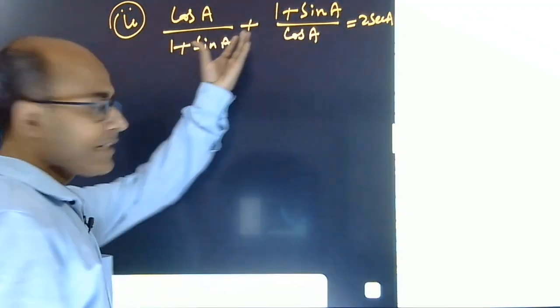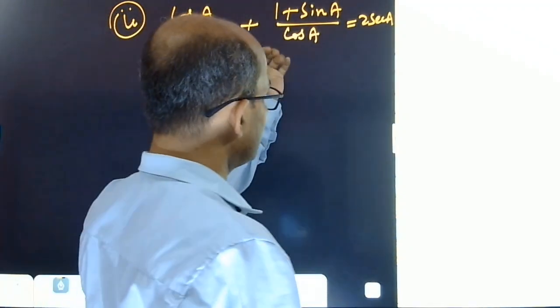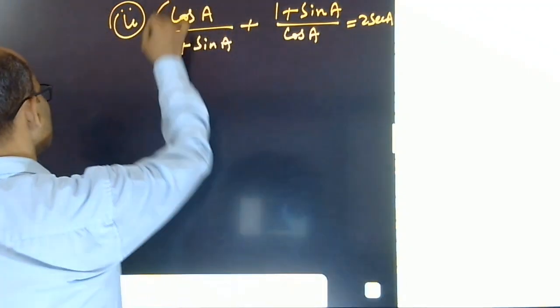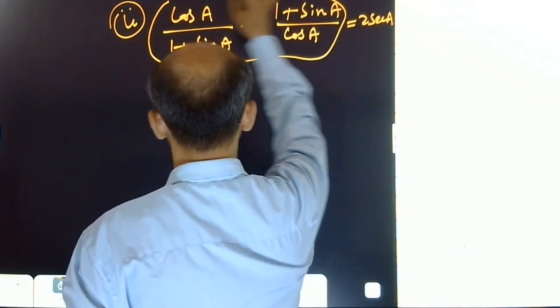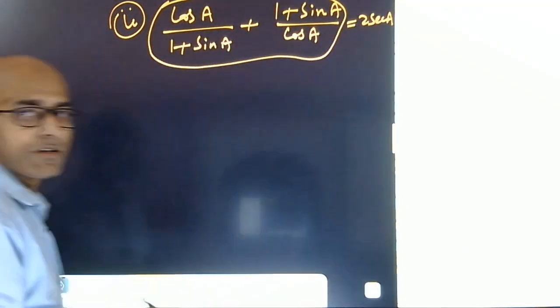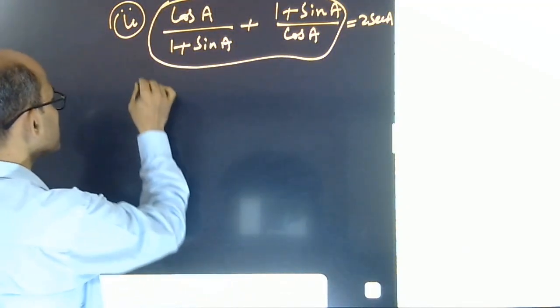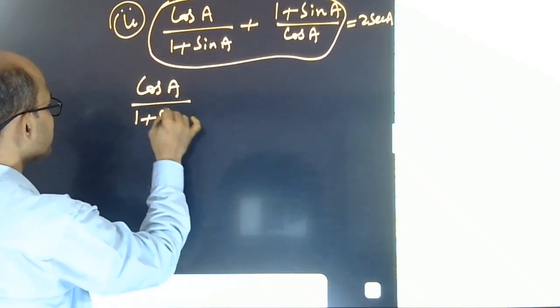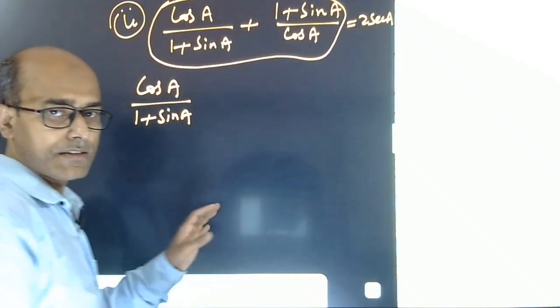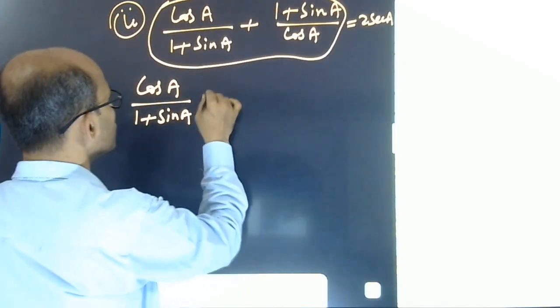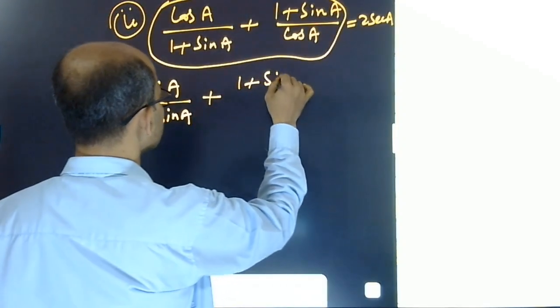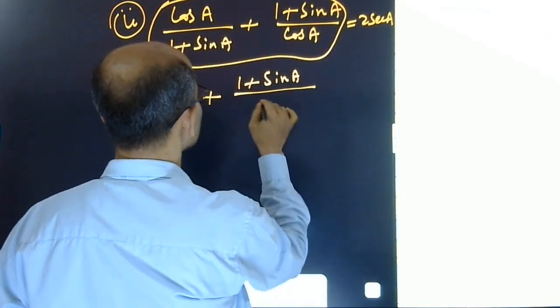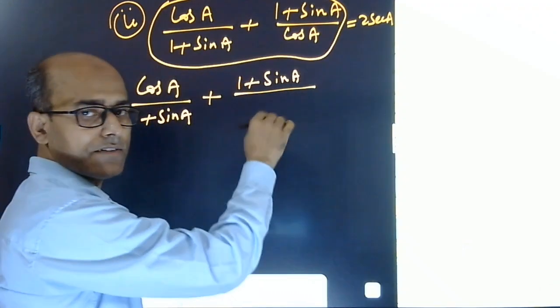Whenever we are given this problem, first of all we are required to write down the LHS. So the LHS will be cos A upon 1 plus sin A, plus 1 plus sin A divided by cos A. This is going to be a very lengthy question, so you have to understand each and every step very clearly.